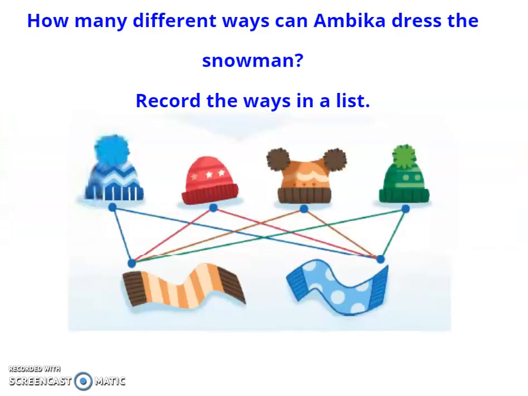This picture shows exactly the same model. You can see that I've drawn a line between each hat and each scarf, and we can see that I've got 2 lines that go from hat A, that can be shown in blue, 2 lines from hat B, which are in red, 2 lines from hat C, which is in brown, and 2 lines from hat D, which are in green. So each one has 2, 4, 6, 8.